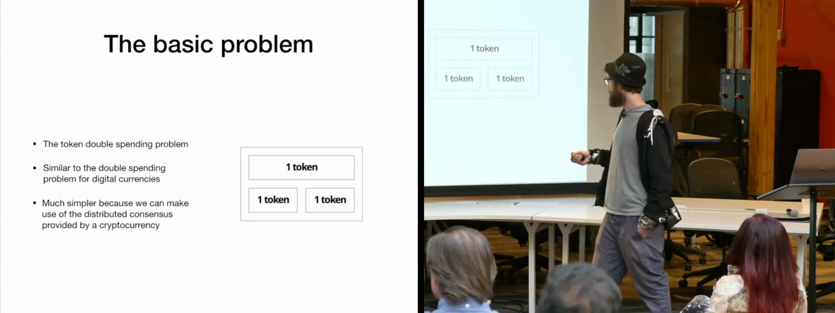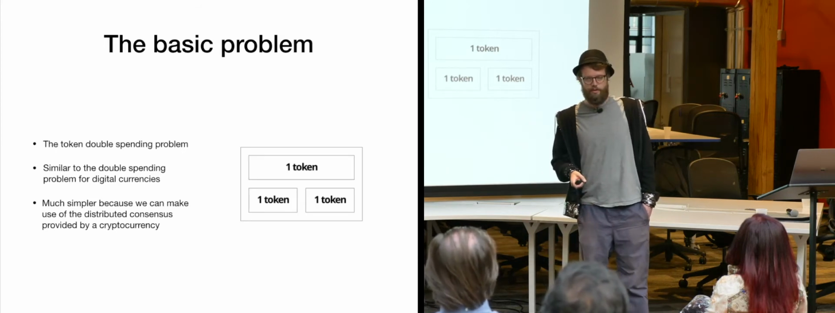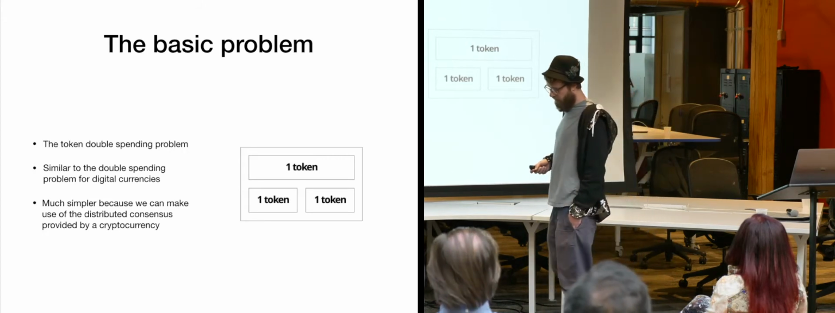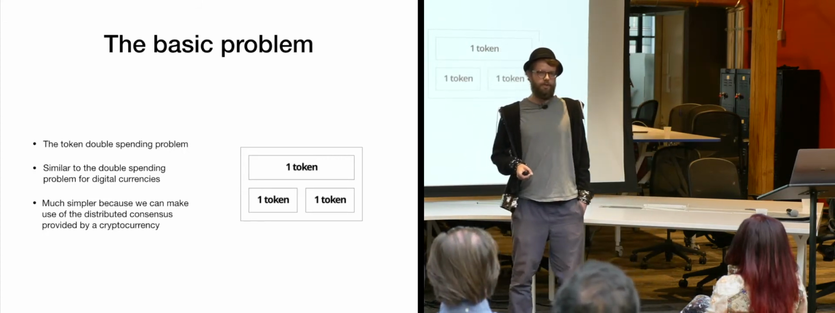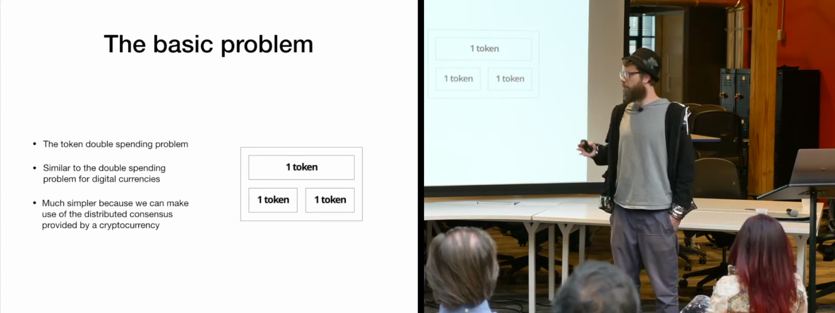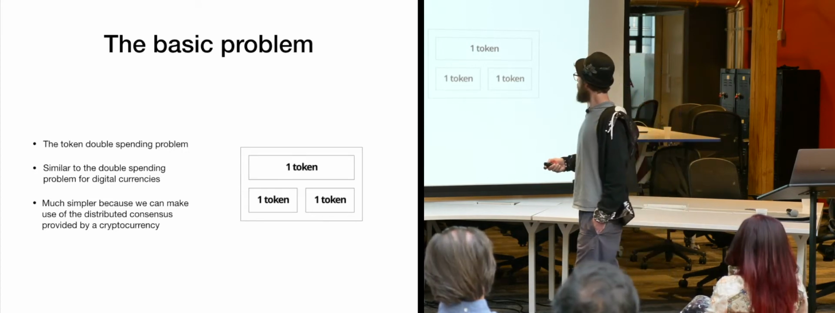To make sure that they have value, you have to ensure that tokens are not created out of thin air. This sounds very similar to the double spending problem in Bitcoin, but it's a much simpler problem. Bitcoin had to solve this problem from scratch, whereas these token solutions can make use of the distributed consensus provided by an underlying blockchain.